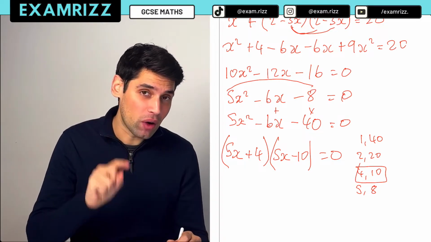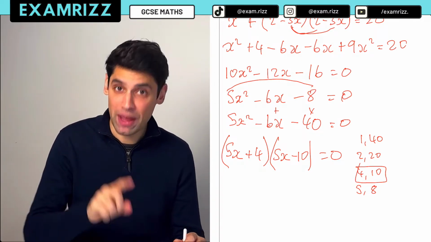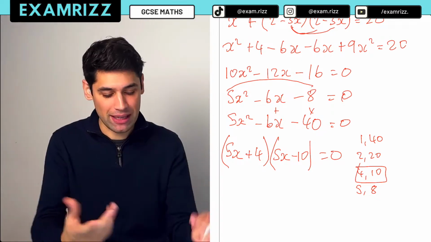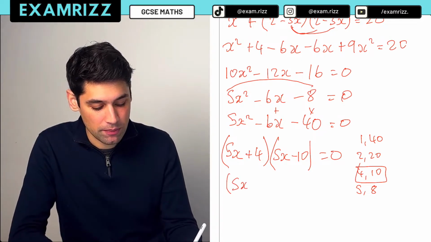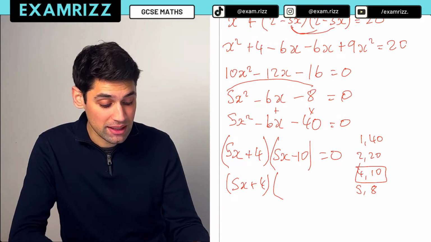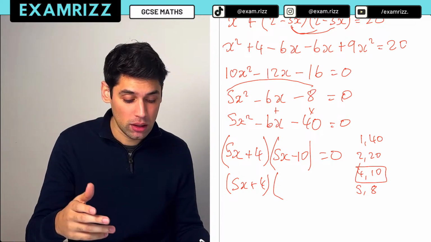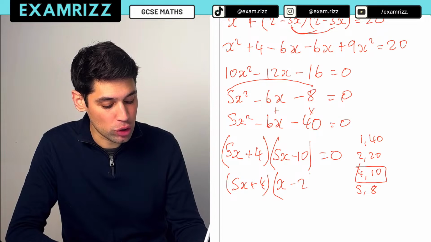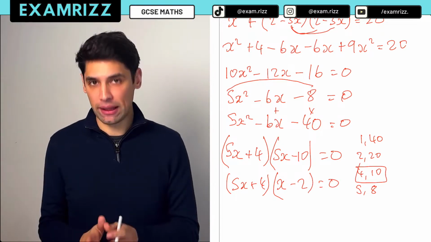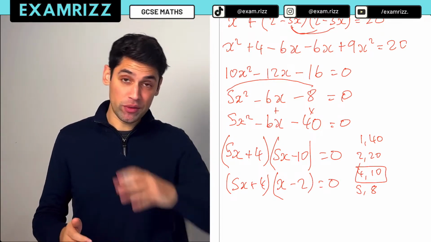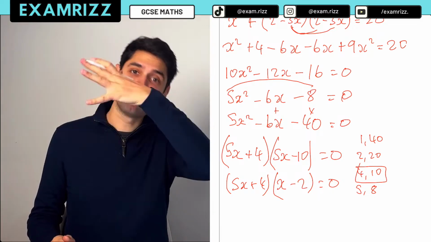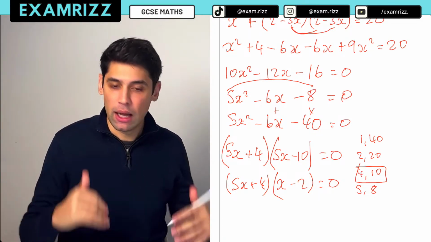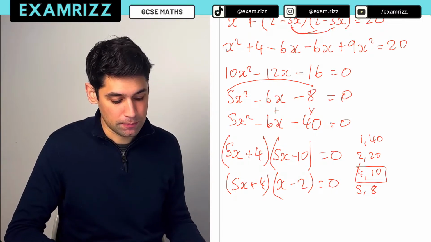If we can divide these brackets by anything, then we do. This first bracket, 5x plus 4, there's nothing that goes into both 5x and 4, so that one stays as it is. But this second bracket, 5x minus 10, we can divide both of those by 5. So that creates x minus 2. And we can't forget that last step. If we've times it at the beginning, we have to divide it at the end. Otherwise, the numbers are just wrong. That is how we factorize these harder quadratics.